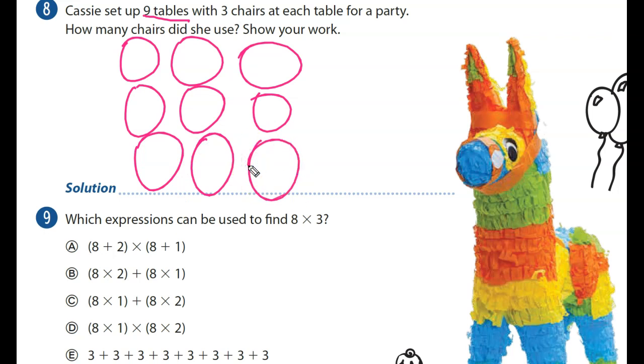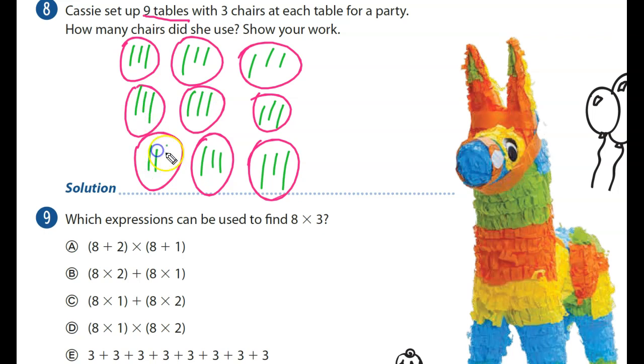And how many chairs in each table? 3. 1, 2, 3.